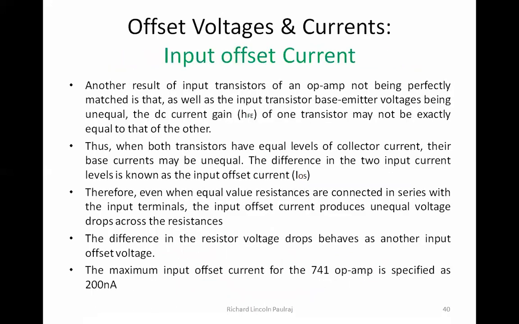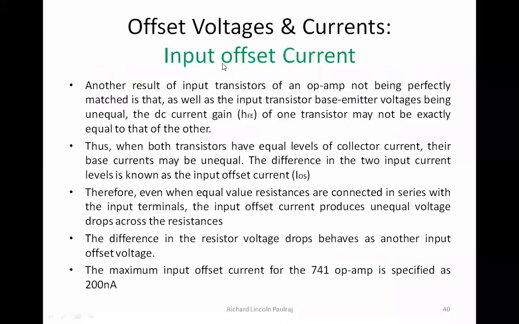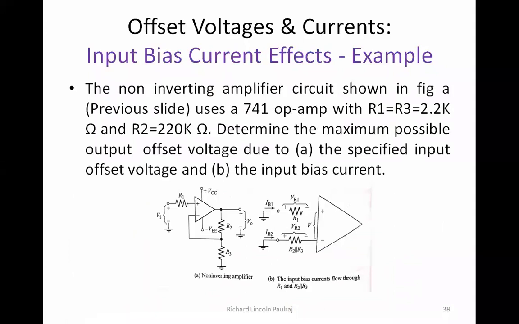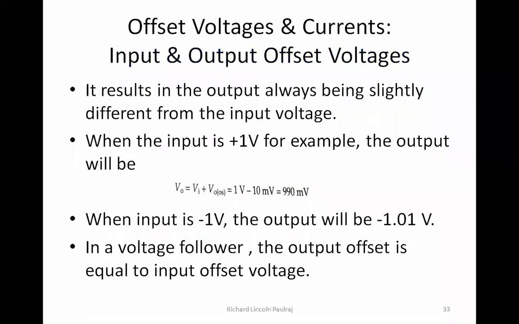Moving on to the next concept, input offset current. The previous one that we saw was input bias current, and now this is input offset current. We saw input offset voltage, remember, we had about 7 and then 6.9. Just try to recall this, which we saw at the start.